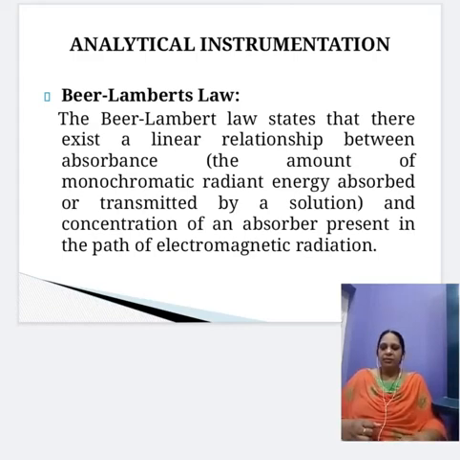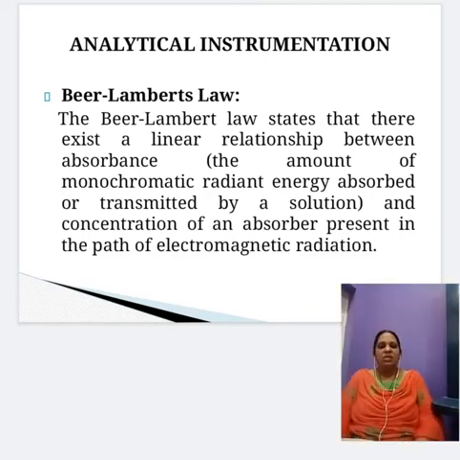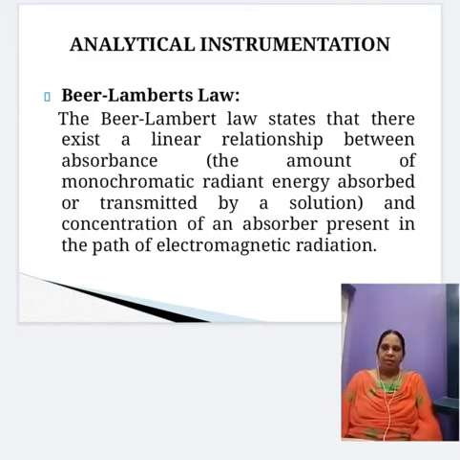Then coming to the second law of photometry, that is Beer's law, it states that absorption of light is directly proportional to both the concentration of the absorbing medium and the thickness of the medium in the path. Based on this, for a fixed path length, absorption spectroscopy can be used to determine the concentration of the absorber in a solution.